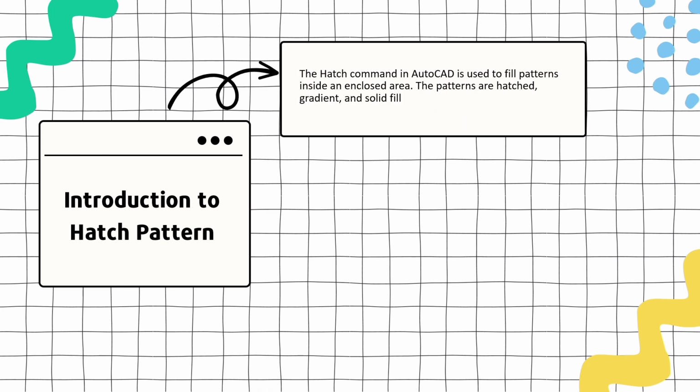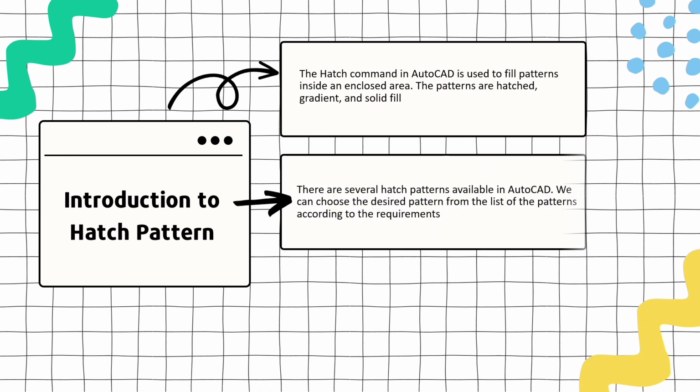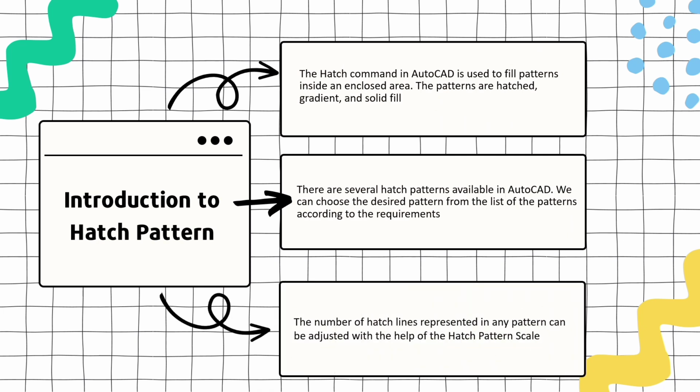So first of all, remember you have to draw the enclosed area. Then just give the pattern as per your requirement. The patterns are hatch, gradient and solid fill as per your requirement. Okay, what you want to give, you can give it. Next, there are several hatch patterns available in AutoCAD. We can choose the desired pattern from the list of the patterns according to the requirements. The number of hatch lines represented in any pattern can be adjusted with the help of the hatch pattern scale.